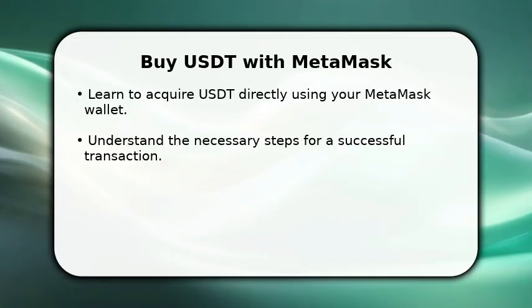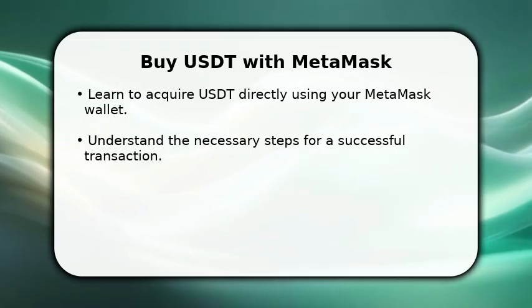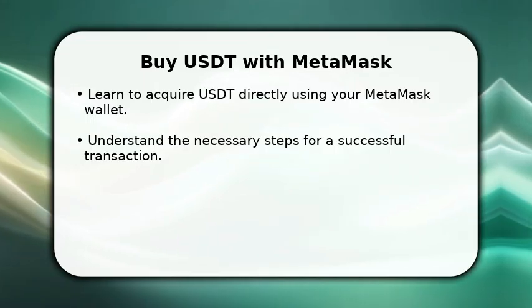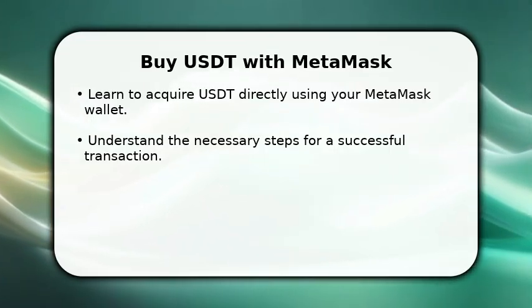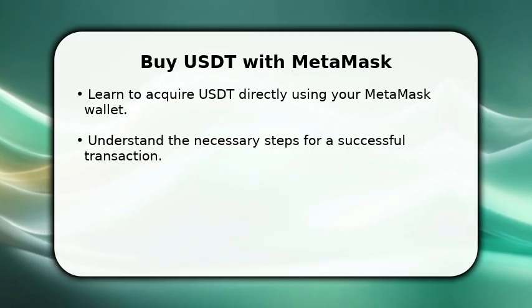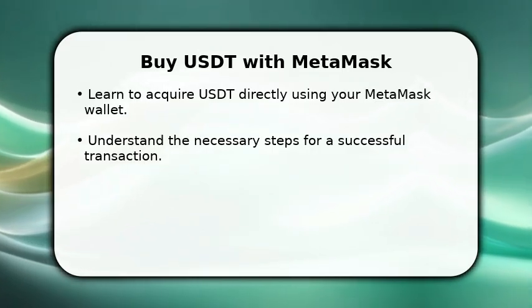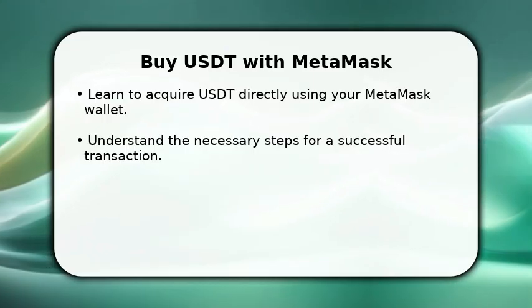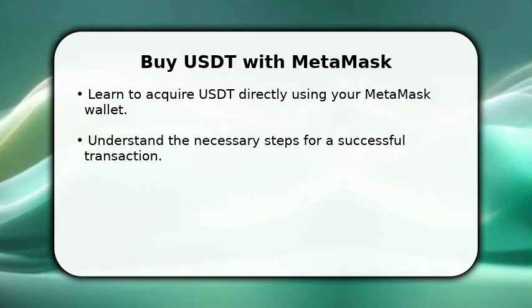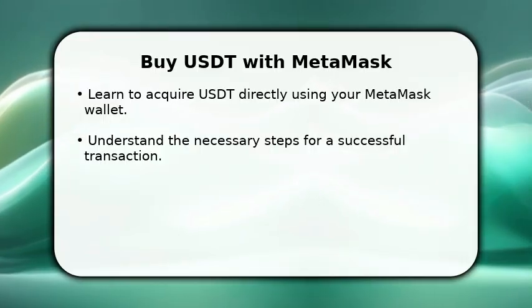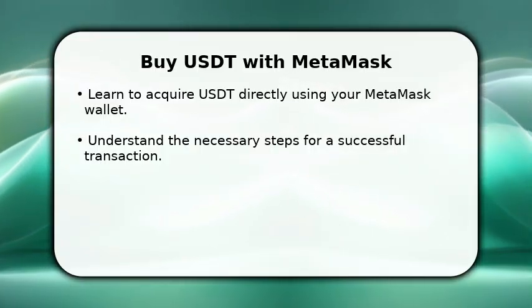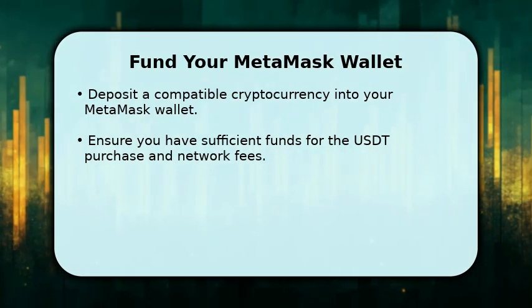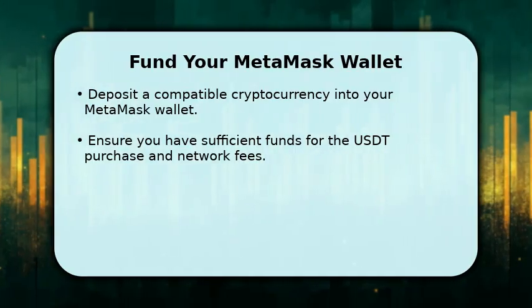In this video, I will explain how to buy USDT from MetaMask. First, ensure your MetaMask wallet is properly set up and funded with a compatible cryptocurrency, such as Ether or BNB. You will need enough funds to cover both the USDT purchase itself and any associated network transaction fees. This entire process primarily involves utilizing a decentralized exchange, which we will explore in the next steps to complete your purchase efficiently.